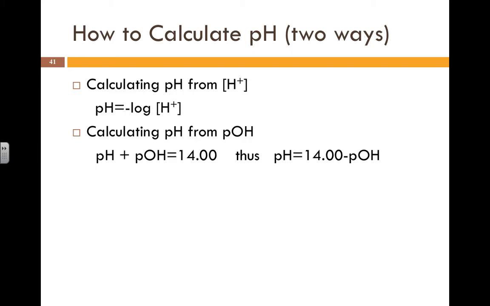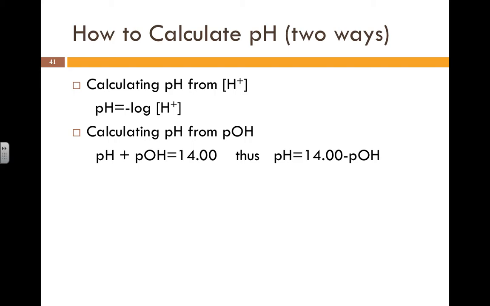Now what this means is if you have a pH of 3 and a pH of 4, a substance that has a pH of 3 is actually 10 times more concentrated in its acid particles than a pH of 4. Likewise, a pH of 4 is 10 times higher concentration than a pH of 5. Now, that's one way we can solve for pH.